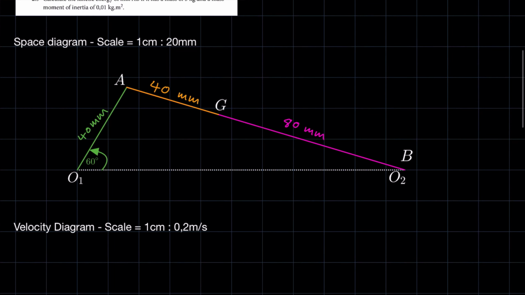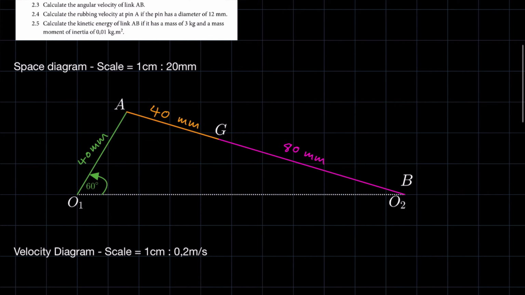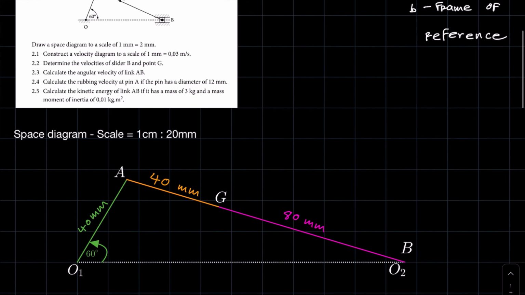The second thing you look at is the crank. You look at how the crank is rotating. So this crank is rotating clockwise. So you take note of how the crank is rotating.